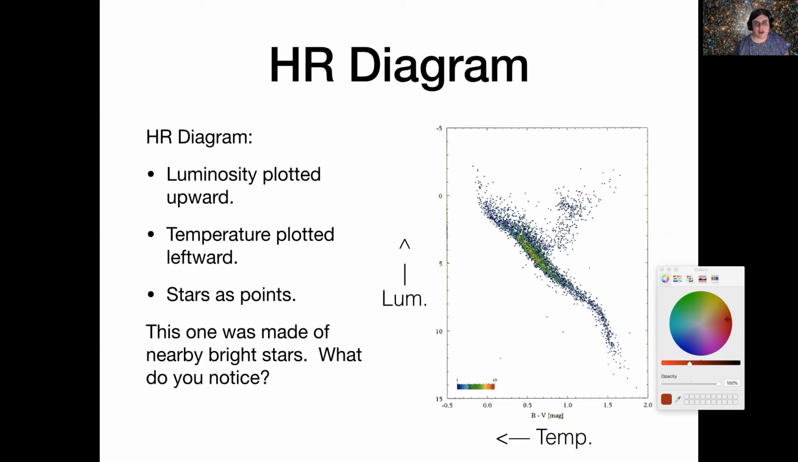And each star is plotted as a point. Now this one is nearby bright stars. So there were a few stars that were pretty much plotting right on top of one another. So in those cases, the point color was changed to show that this represented multiple stars. So that region of green and yellow and red is just saying there's a lot of stars here. Now I want you to look at this diagram and ask, what do you notice? In particular, what are the patterns here?